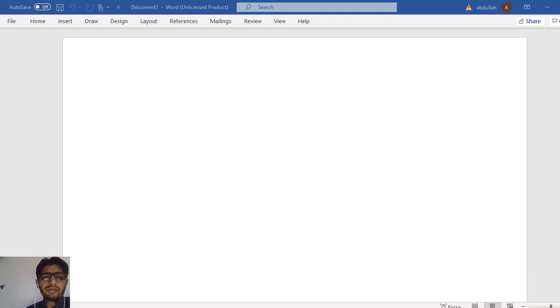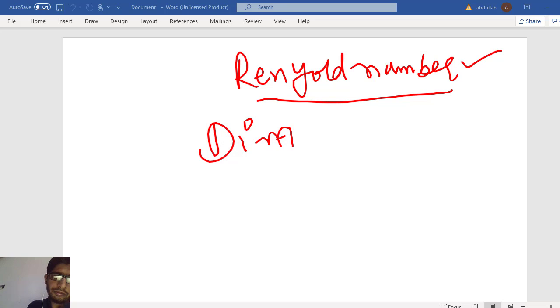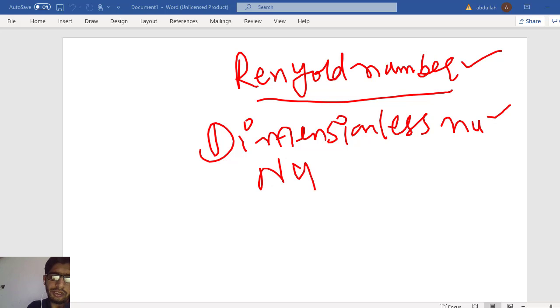Hello everyone, in this lecture we will discuss Reynolds number. Reynolds number is a dimensionless number, like Nusselt number. Nusselt number is also a dimensionless number. Reynolds number is a very important dimensionless number in fluid mechanics, in heat transfer, in mass transfer, in fluid flow phenomena.